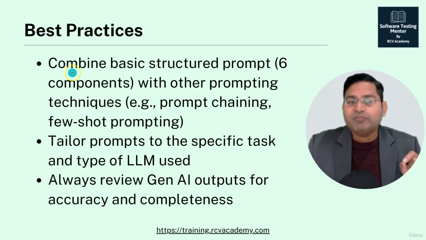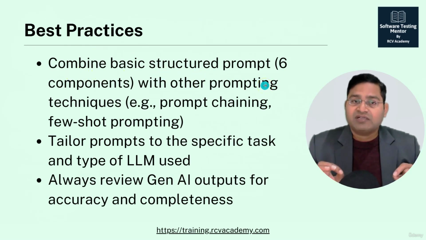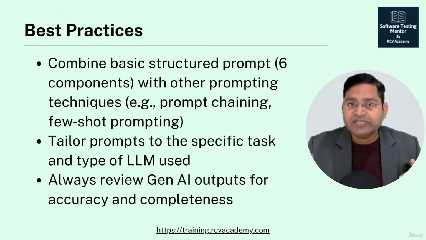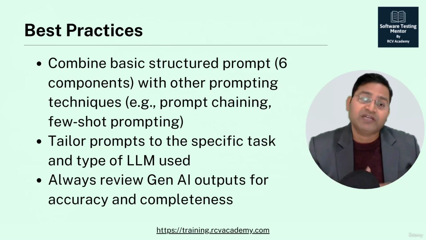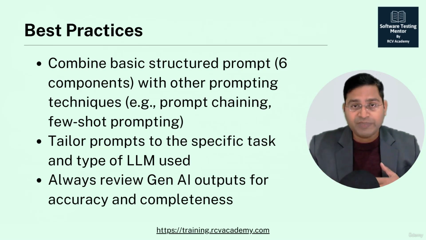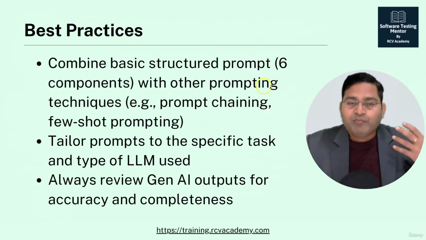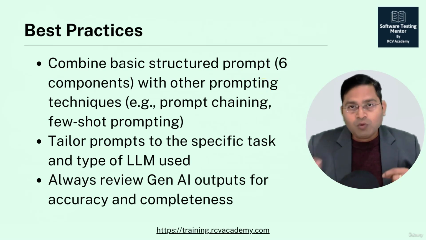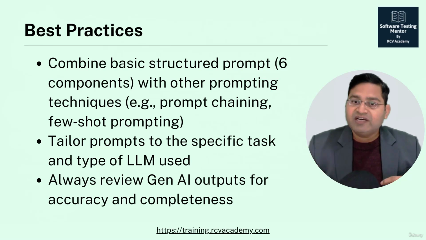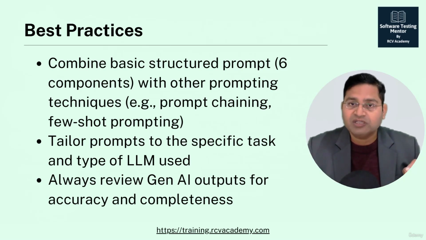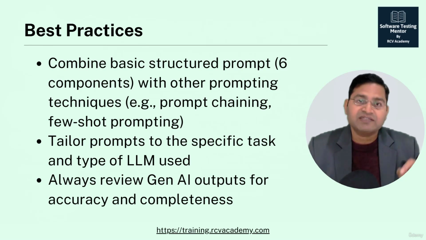Okay, now if we talk about the best practices, combining the basic structure prompt, which is the 6 components, ensuring that you have these 6 components in your prompt with other prompting techniques, for example, prompt chaining, few shot prompting, one shot prompting will give you best answers. Tailoring the prompt to the specific task and type of LLM used. Now, based on different types of LLM, the prompt should be tailored as well. Always reviewing the generative AI output for accuracy and completeness. That's another very important thing. Do not blindly copy and paste the outcome.